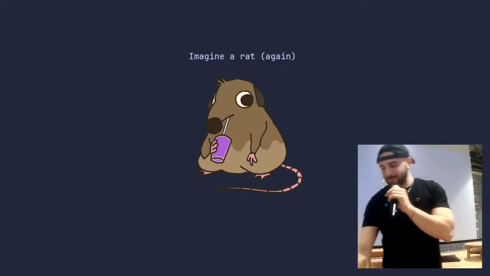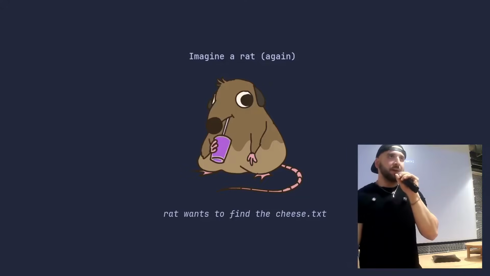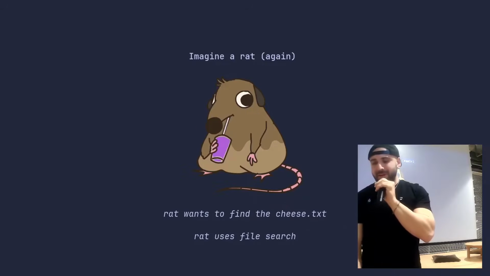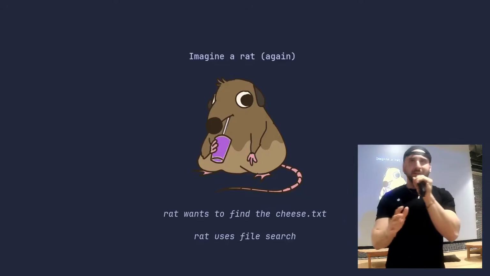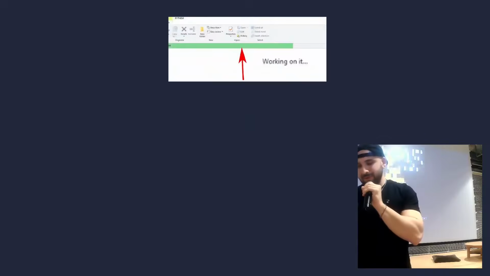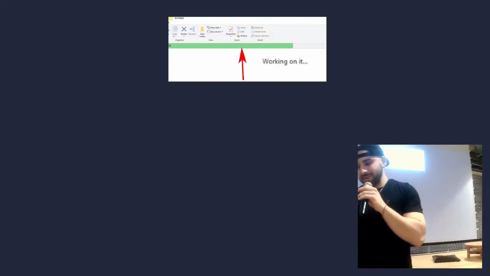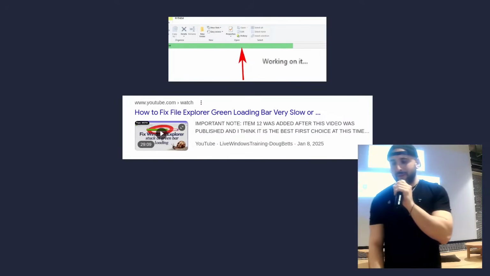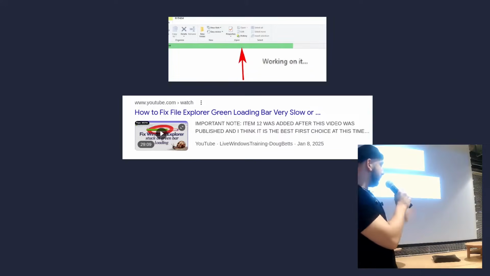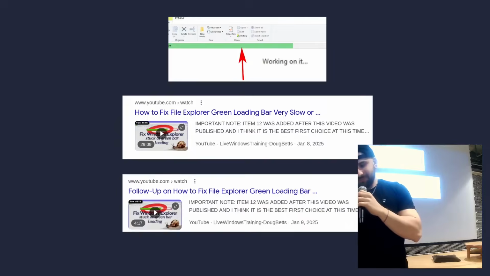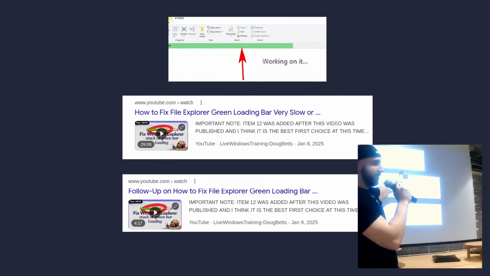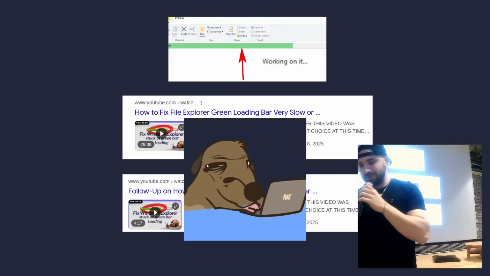Imagine rat again. Rat wants to find cheese.txt. Rat uses file search, and let's imagine rat is on Windows 10. You just get this green bar, just working on it, still working on it. And it just takes forever. So rat just goes to YouTube and tries to find a solution to that problem. There's a 30-minute tutorial on how to fix this. And there is a 4-minute follow-up onto the fix. Like, what the hell is going on here? So rat is just like confused, like what is this?